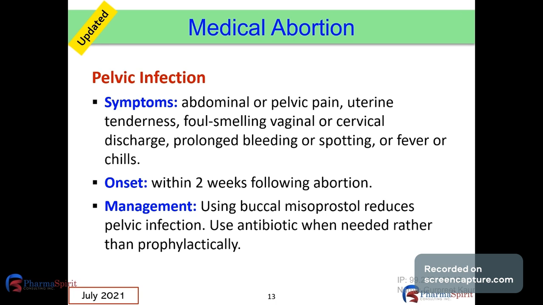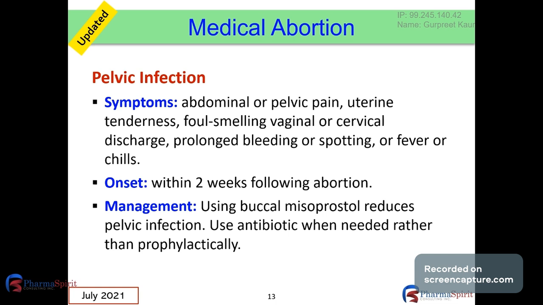Well, first of all, routine use of antibiotics reduces the incidence of infections. Yes, that is right. So if we start the antibiotic, regardless of whether there's infection or not, this will reduce the incidence of infections. But there are a few points to keep in mind. First, infections following medical abortion are rare. So why do we need to treat all women who will go for medical abortion with an antibiotic routinely or prophylactically, even though the infections are rare? So this is number one, why we don't use antibiotics routinely.